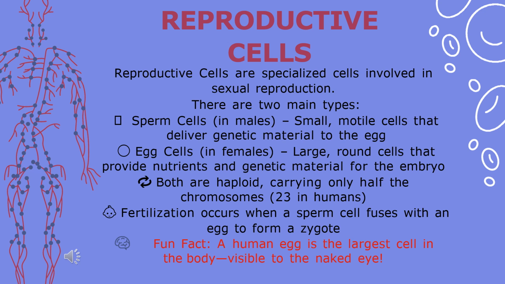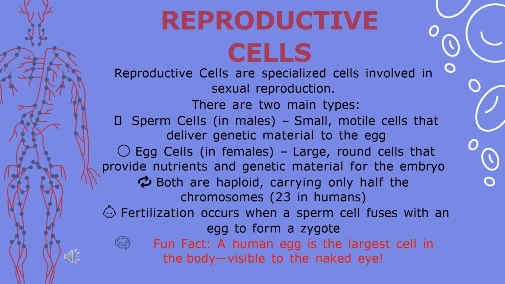Reproductive cells are the special agents of creation, playing a vital role in sexual reproduction. There are two main types. Sperm cells, found in males, are tiny, fast, and motile, designed to deliver genetic material to the egg with pinpoint precision. On the other side, egg cells, found in females, are large, nutrient-rich powerhouses that not only carry genetic material but also provide everything the embryo needs to begin growing.